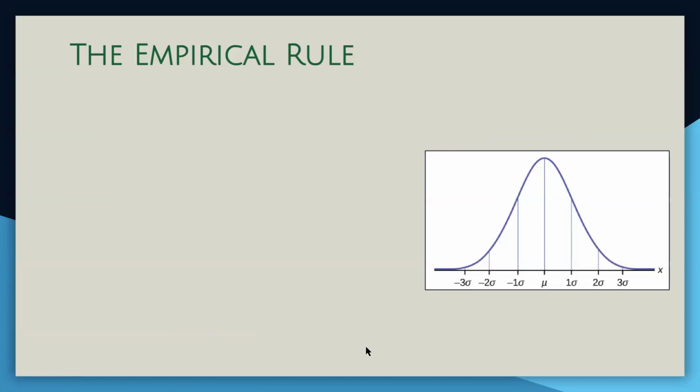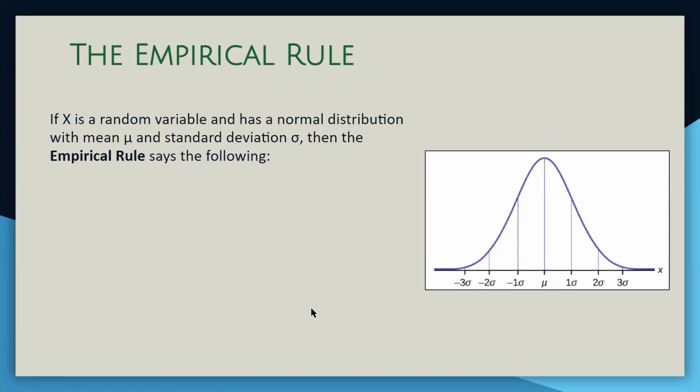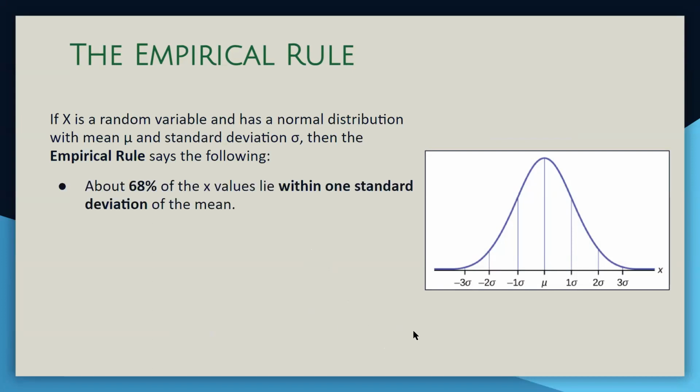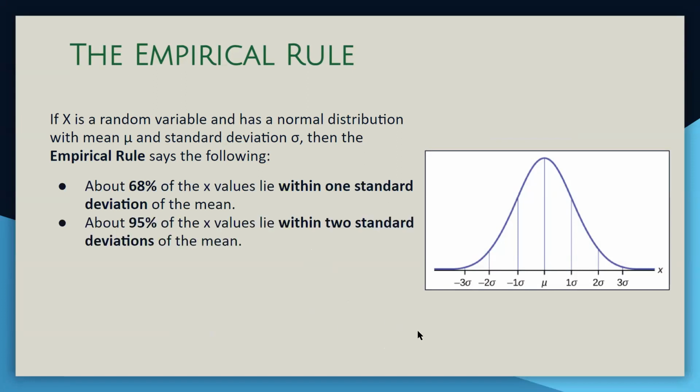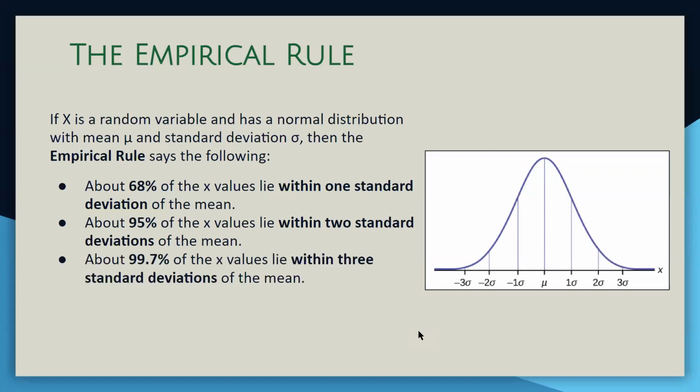So one more thing that relates to those z-scores, and then we can move on to our next topic. So if x is a random variable and has a normal distribution with mean mu and standard deviation sigma, the empirical rule says the following. It says about 68% of the values lie within 1 standard deviation, 95% of the values lie within 2 standard deviations, and 99.7% of the x values lie within 3 standard deviations of the mean.